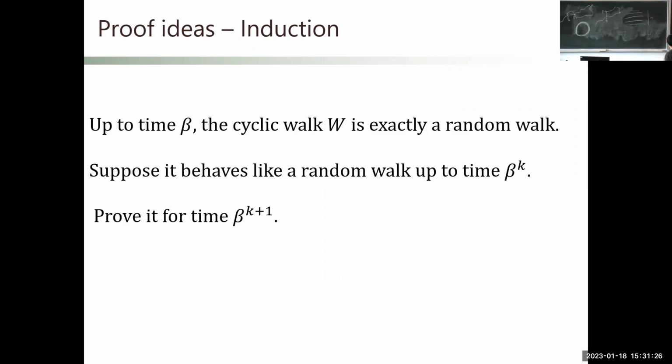So now, what you do is suppose it behaves like a random walk up to time beta to the k, let's say, and you prove that it behaves like a random walk up to time beta to the k plus 1. But how do you do it? Suppose you have some information on shorter time intervals. How do you get from that information on longer time intervals?